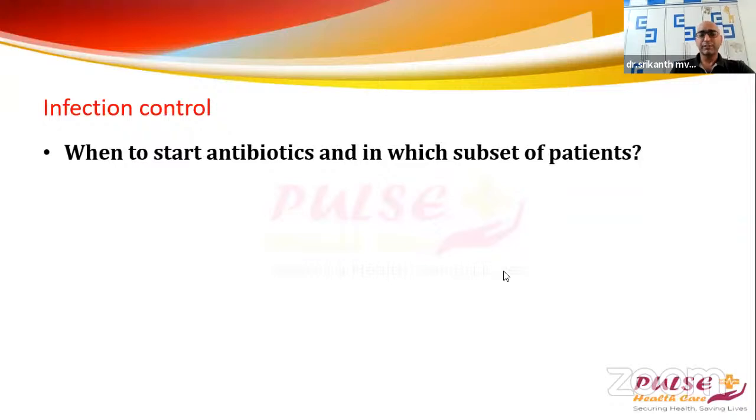Next, coming to infection control. Infection control incorporates two things. One is starting the antibiotics, and the other is source control, whenever there is a particular source which you have identified.